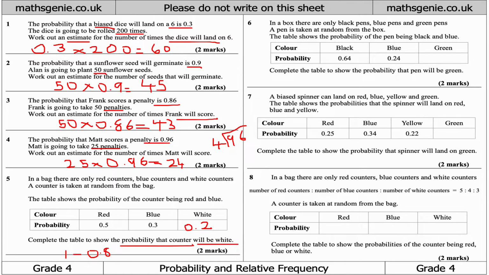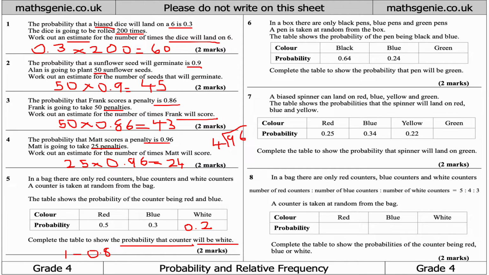Probability must always add up to 1, or 100%. It's between 0 and 1. It can never be negative, so it can never be less than 0, and it can never be bigger than 1. I can't have a 101% chance of winning something. It's either 100%, or anything ranging from 0 to 100%.